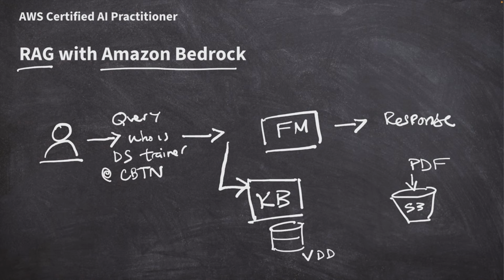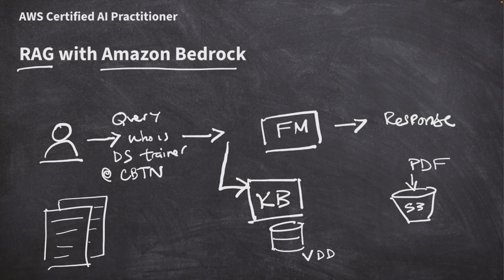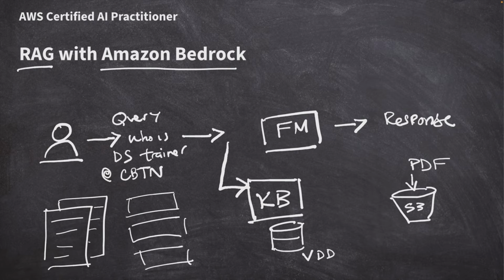And what happens inside of this knowledge base is a fully managed vector database that does indexing and chunking, because we have to take the PDF that might be several pages and then turn them into chunks that the model can use. So in this case, this would be trainer 1, trainer 2, trainer 3, because this is a complete PDF of all the trainers and their domain.